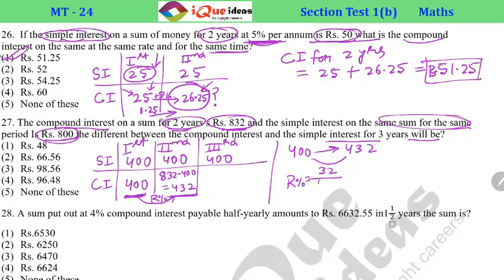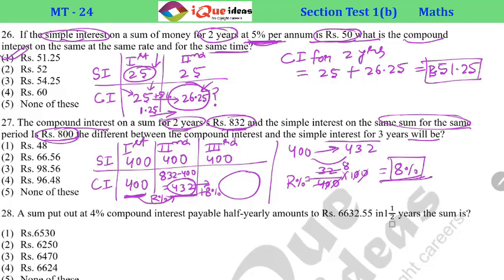So rate is equal to 32 upon 400 into 100. The zeros cancel, and 4 cancels 32 8 times. So it is equal to 8%. So we have got the rate 8%. Second year interest is 432. So how will you calculate the third year compound interest? Just add 8% on 432.